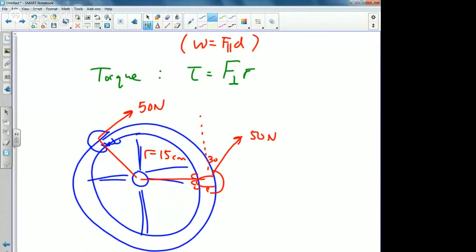Okay. So right now, solve for torque 1, solve for torque 2. What's the total torque? Okay. So ultimately it's F1R1 plus F2R2. But be careful of the angle and be careful of the units.